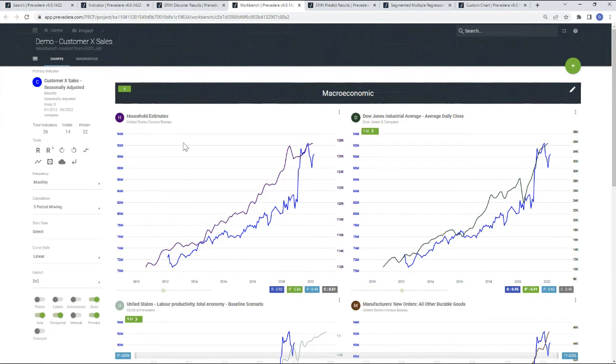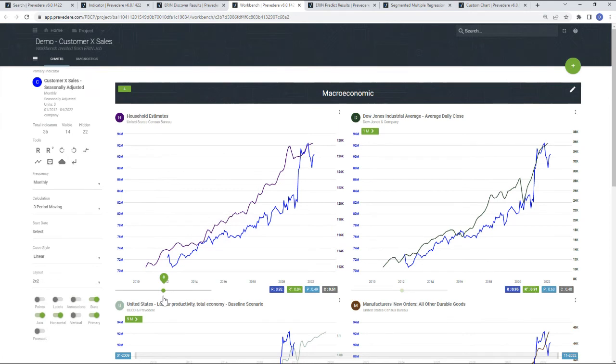You can see here for household estimates, so the total number of households in the United States, there's a strong correlation of 0.92. However, I mentioned the leading and lagging relationship. So I want to visually show you what this lead lag identification process looks like. What the engine is actually doing is we are taking this purple line, this household estimate, and we are pushing it forwards and backwards. And you can see how those statistics change in the bottom right-hand corner.